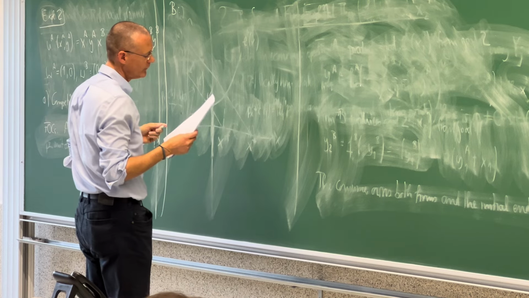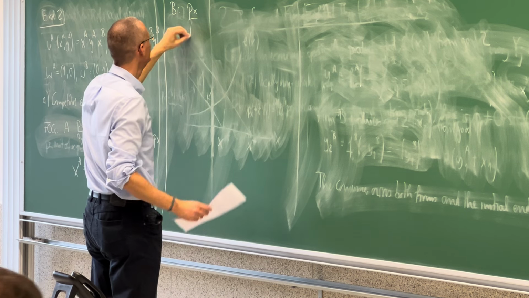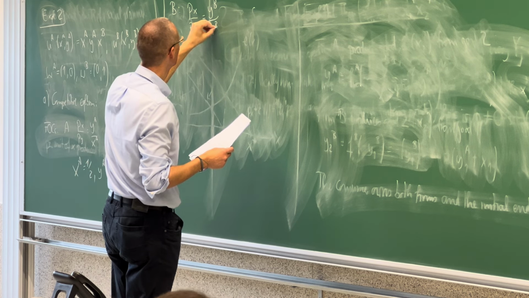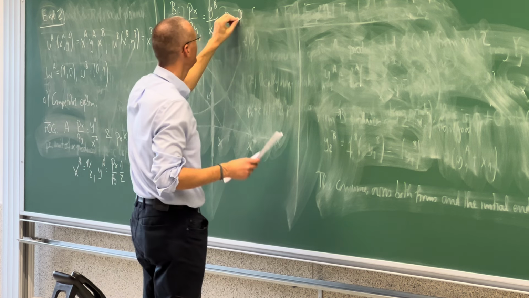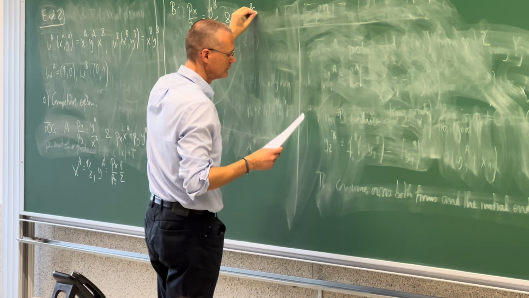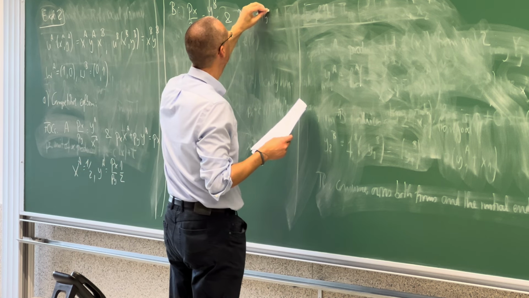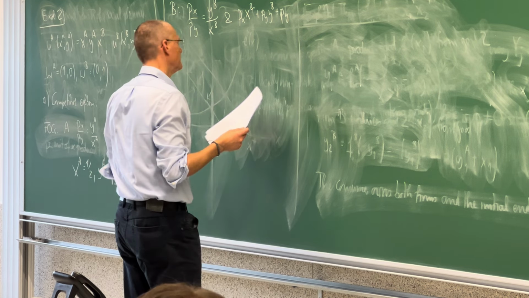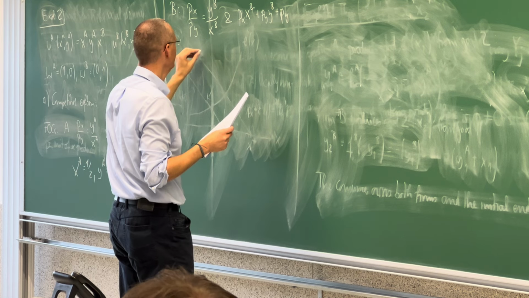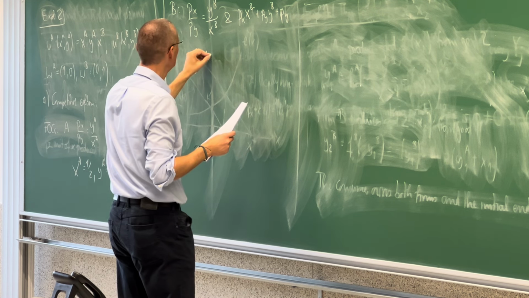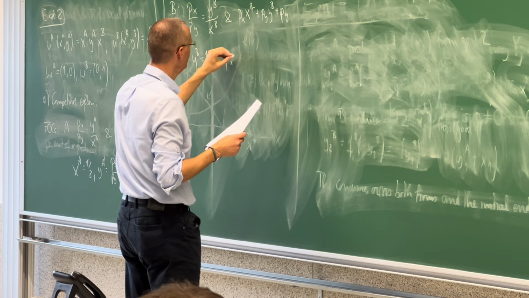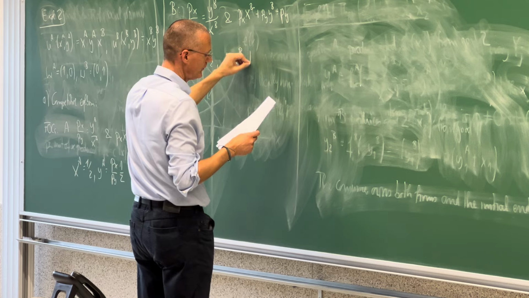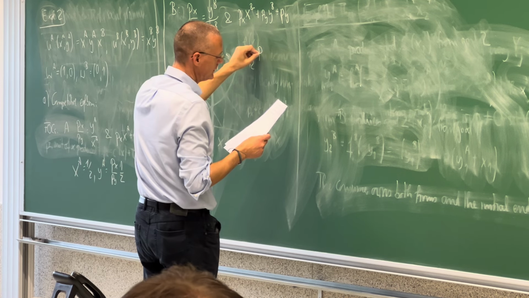For consumer B, you get something similar. PX over PY is equal to YB over XB. And its budget constraint is PX XB plus PY YB equal to PY. Because PY is the initial endowment of the consumer, we get YB is equal to 1/2 by combining these two, and so XB is 1/2 times PY over PX.